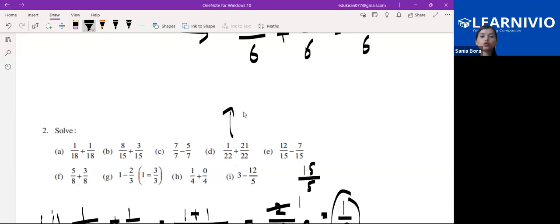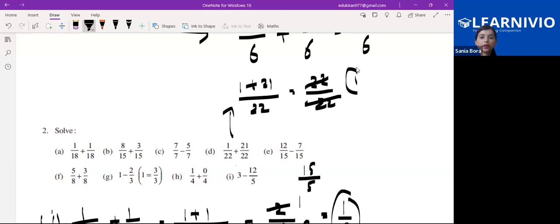Yes. So over here it was 22, so you will write 22 here and here 1 plus 21. So 1 plus 21 is 22 by 22. So the final answer would be 1. Clear to everybody? Yes, ma'am.